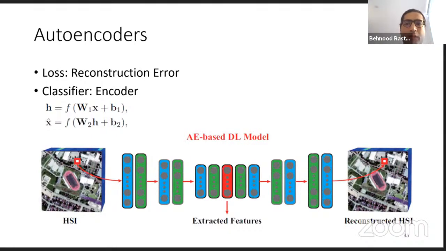Yeah, you can always use pre-training. For instance, in this autoencoder, we are basically using pre-training. We train the network and then use the encoder as the classifier. So yeah, but I never used ImageNet weights myself.